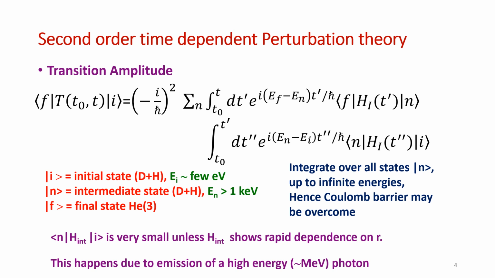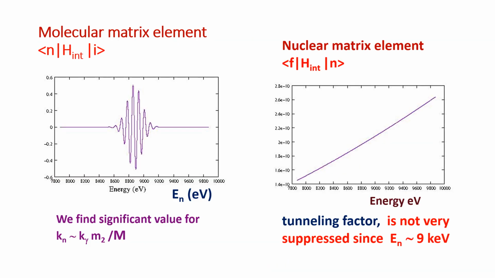Now, this overlap here is very small unless the interaction Hamiltonian also shows rapid dependence on R. This in fact happens due to the emission of a high energy photon. So this matrix element in fact turns out to be significant in the neighborhood of when the wave number is of the order of the photon wave number. The nuclear matrix element, which involves a Coulomb barrier, actually takes significant values in this region where this is large.